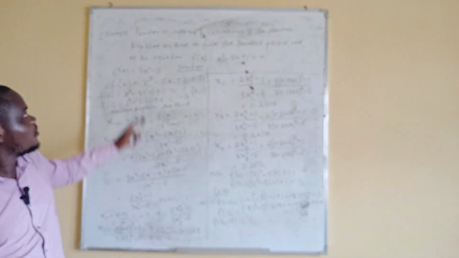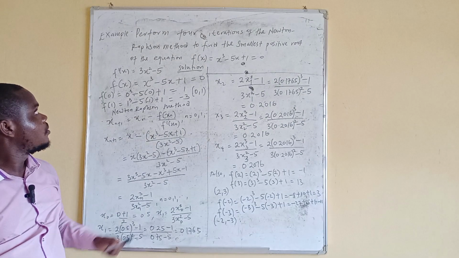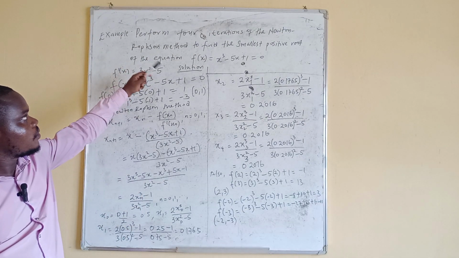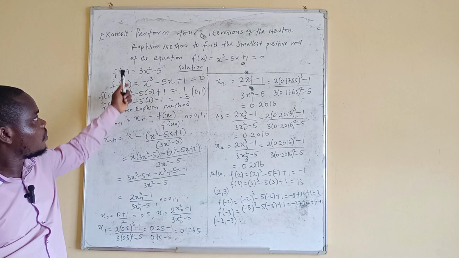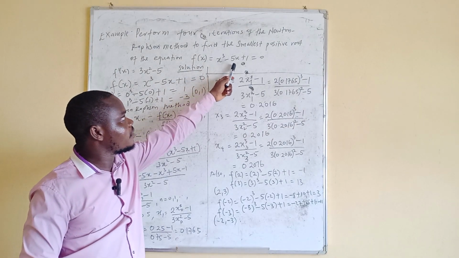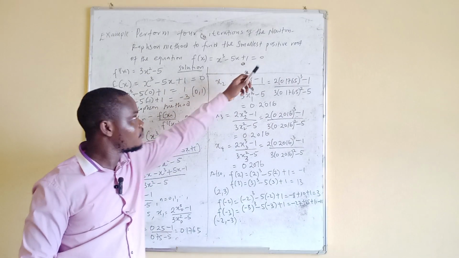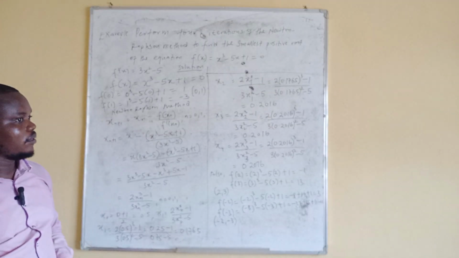Now we're looking at the Newton-Raphson method. Perform 4 iterations of the Newton-Raphson method to find the smallest positive root of the equation f(x) = x³ - 5x + 1 = 0. Now we define the root of this equation.